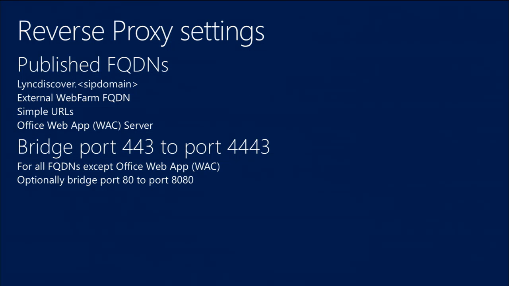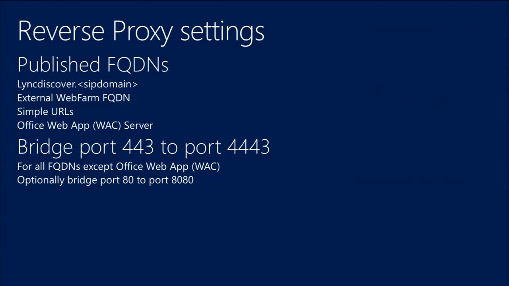So we need to publish specific FQDNs: Lync Discover, the web farm, simple URLs, the Office Web App Server, or what we used to call formerly the WAC server. You'll hear it called the WAC server because that was the sound we used to make when our head hit the desk trying to deploy it in the beta phase. Now, it used to be the Web Application Companion server, which is now called the Office Web App Server. We use it for PowerPoint, specifically for read access to PowerPoints.